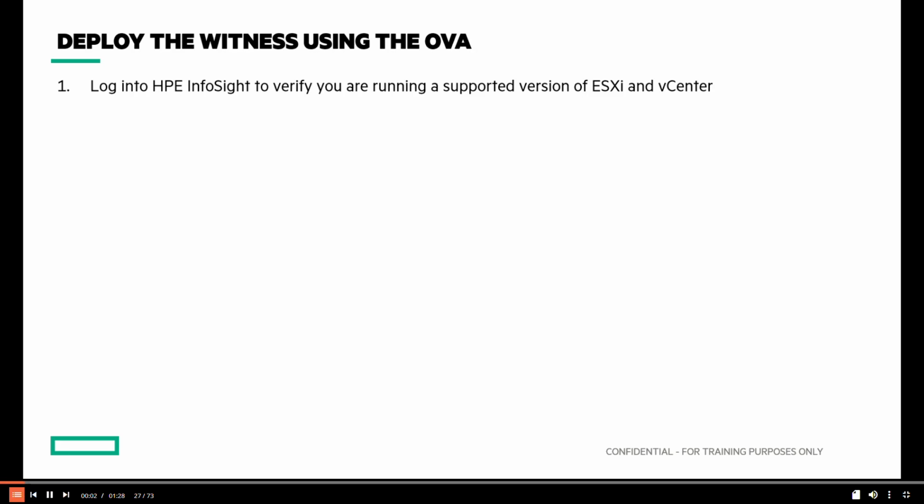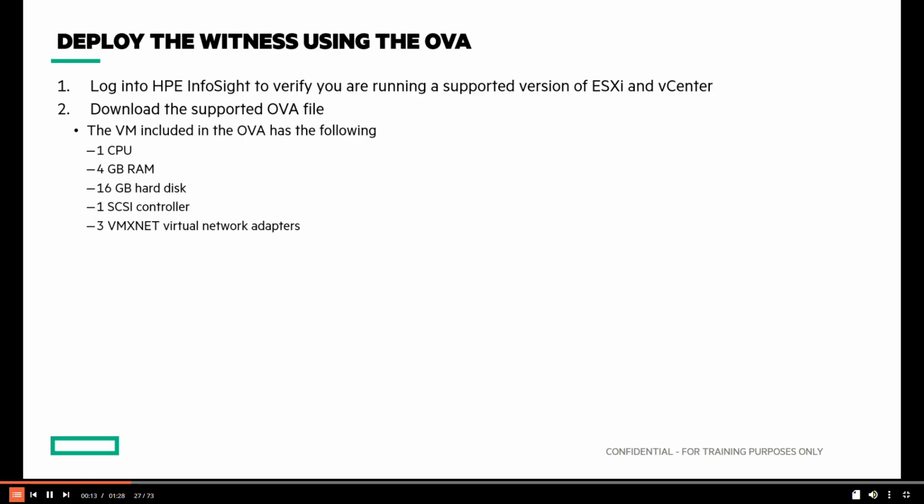To deploy the witness using the OVA file, log into HPE InfoSite and verify you are running a supported version of ESXi and vCenter. Download the OVA file. The VM will have the following components: 1 CPU, 4 GB of RAM, 16 GB hard disk, 1 SCSI controller, and 3 VMXNet virtual network adapters.